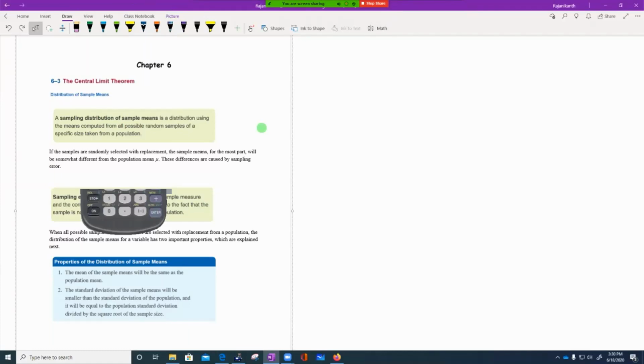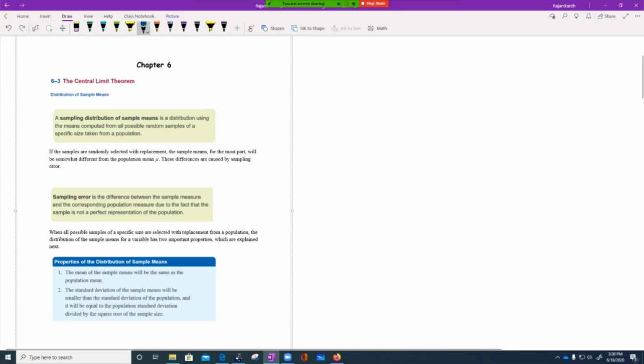Okay, so let's get started. This is about 6.3 central limit theorem. Here we are going to look at the distribution of sample means. So what does it mean by sample means?